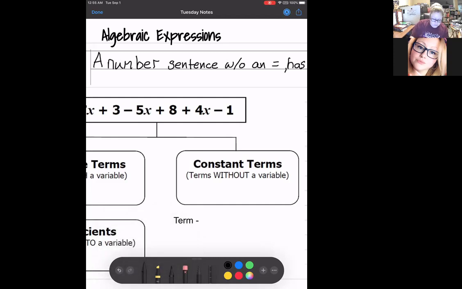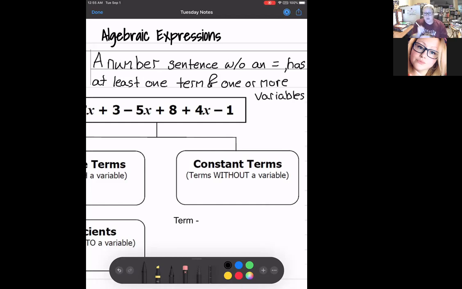has one term and one or more variables. So, best thing about a video, pause it, write it down. Write these notes down. You're going to need them, okay? Pause, write your notes, and then resume when you're ready.